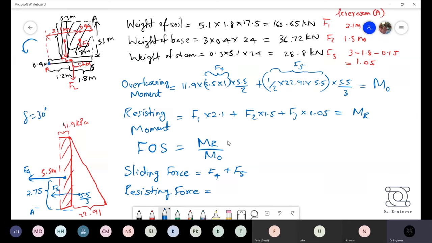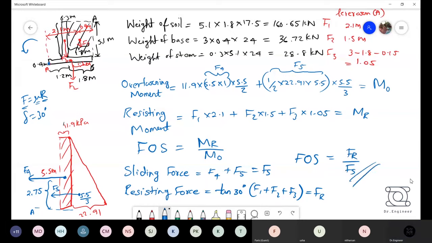So what is the total weight on the base? We know F equals mu R, right? So frictional force F is equal to total reaction times mu. Mu is equal to tan delta. The total weight on the base is F1 plus F2 plus F3. So tan 30 times F1 plus F2 plus F3 is the resisting force FR. The sliding force is FS. So factor of safety against sliding is given by the resisting force FR divided by the sliding force, right? So these two are the factor of safety calculations, right?